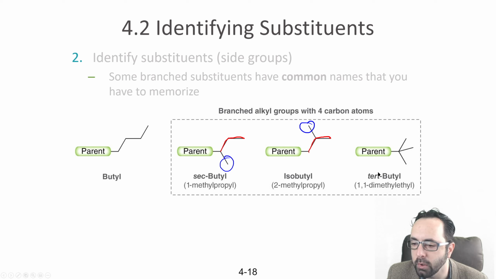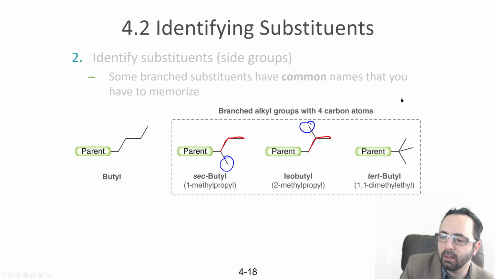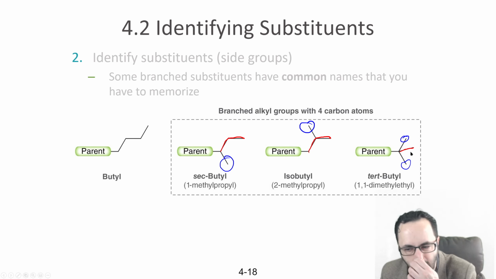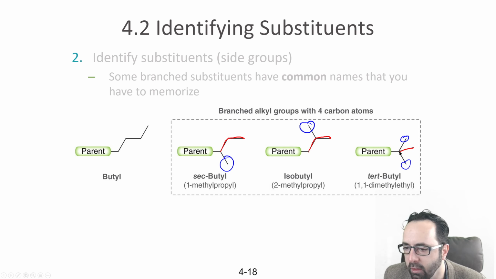Finally, there's tert-butyl, and so here we have the main chain. We could choose any of them, having 2 carbons, and they have 2 branches. So this would be called dimethyl ethyl, ethyl being the main chain with 2 carbons and then 2 methyls, and 1,1 because both methyls are attached to the first carbon. However, everyone calls this tert-butyl.